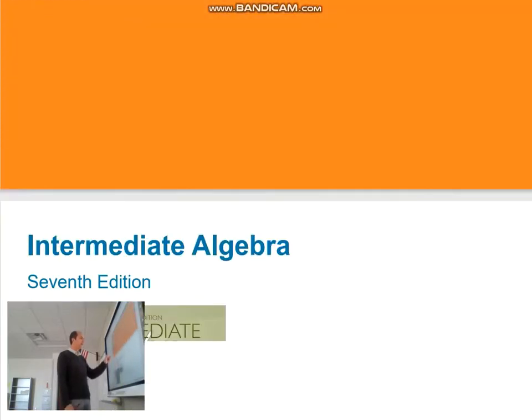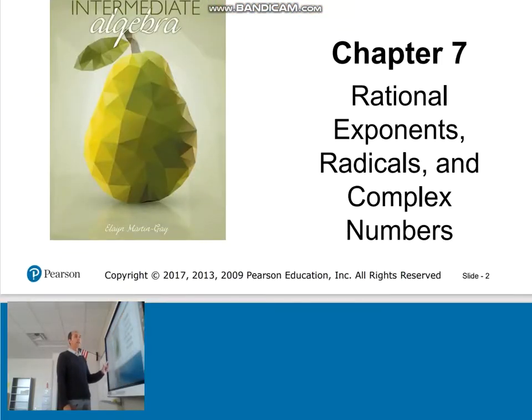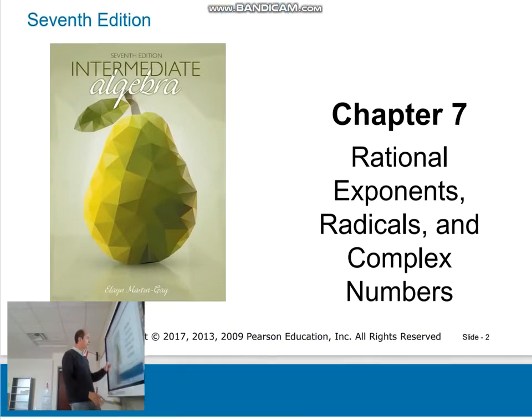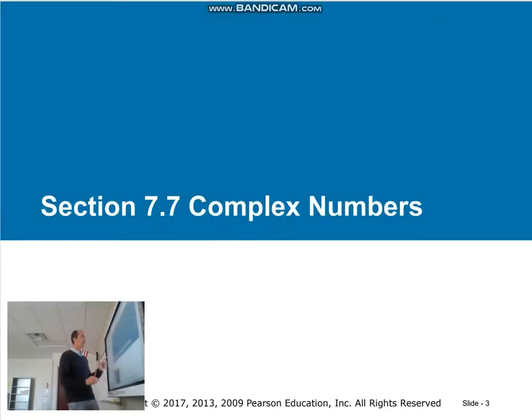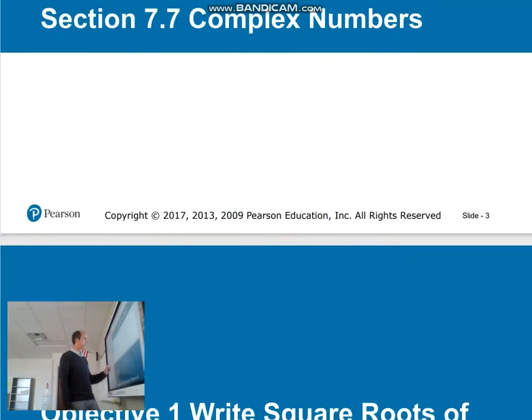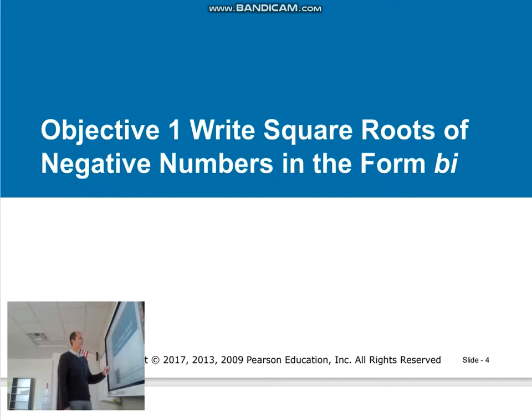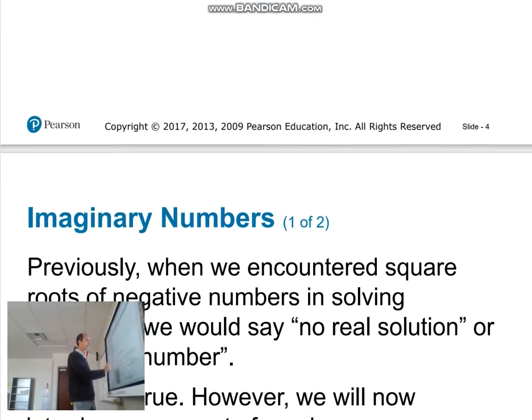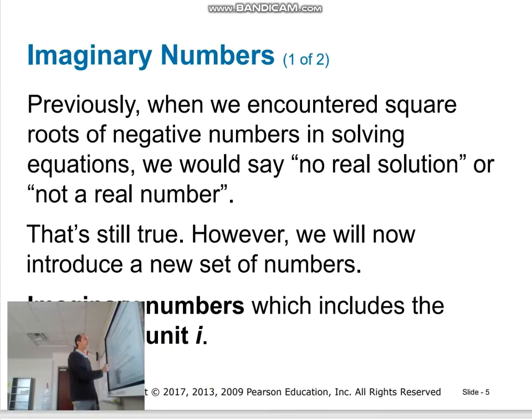Because today we have to work on chapter 7, rational exponents, radicals and complex numbers. Section 7.7, complex numbers. And the objective number 1 is to write square roots of negative numbers in the form b times i. Let's understand what this is.